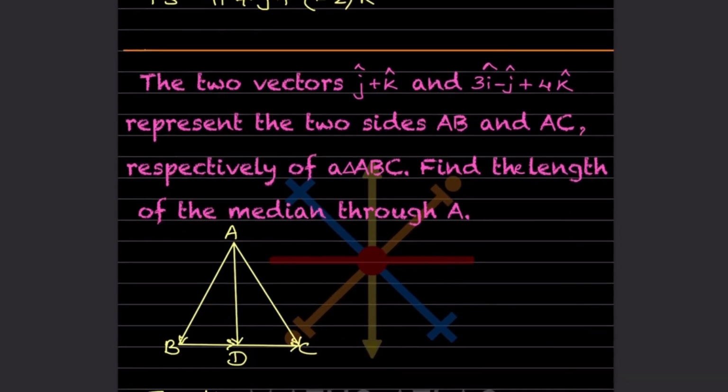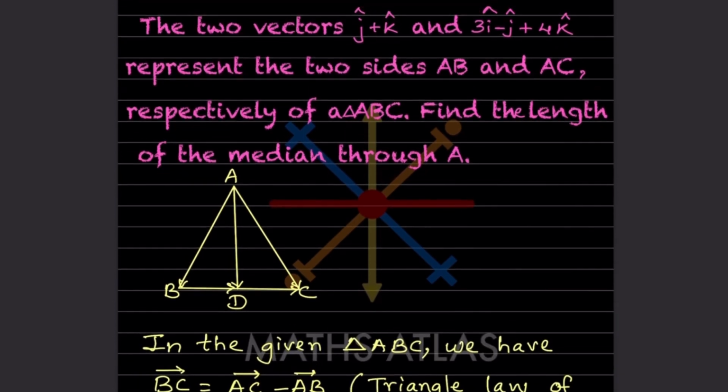The two vectors j plus k and this one represent the two sides AB and AC respectively of triangle ABC. Find the length of the median to A. So now let us draw this one. This is a triangle, this is ABC. So here AB and AC are the two sides, this one AB and this is the AC. And they said find the length of the median to A.